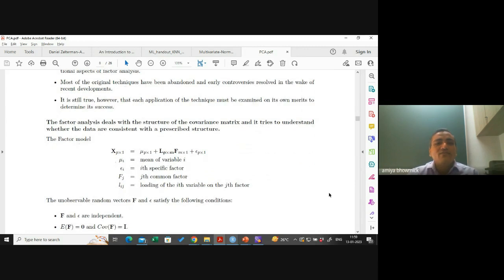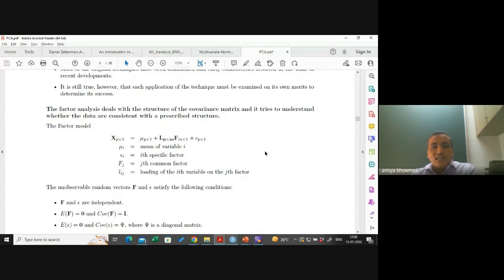So what basically factor analysis does, factor analysis deals with the structure of the covariance matrix, and it tries to understand whether the data are consistent with a prescribed structure or not. So basically, the covariance matrix has some structure, and it tries to understand what is the structure of this covariance matrix and extract some information from there.